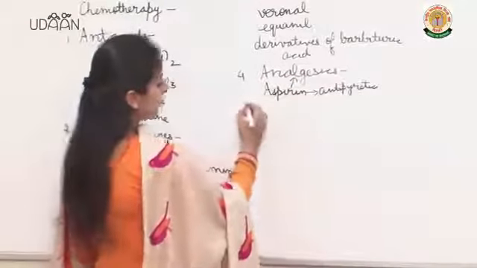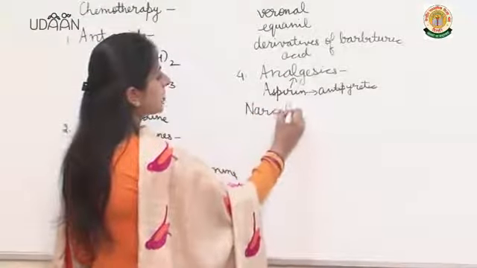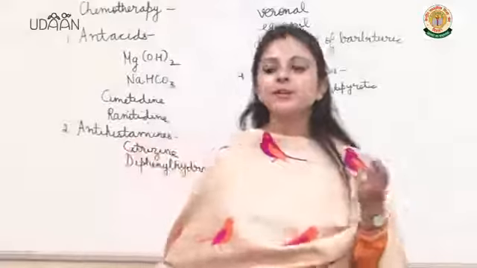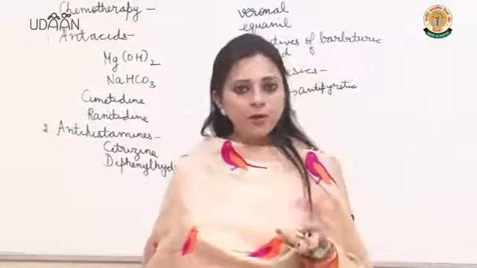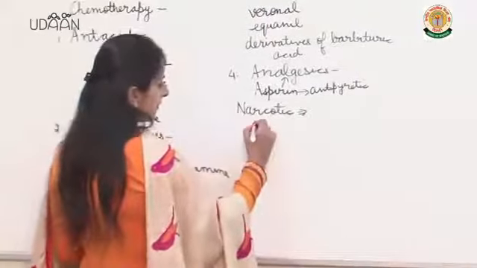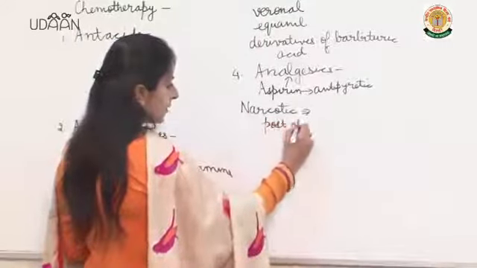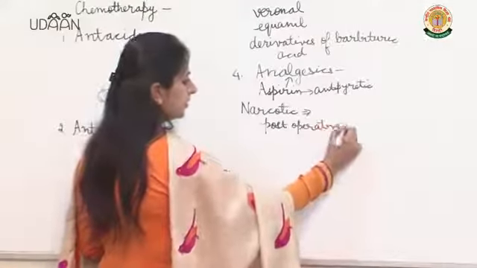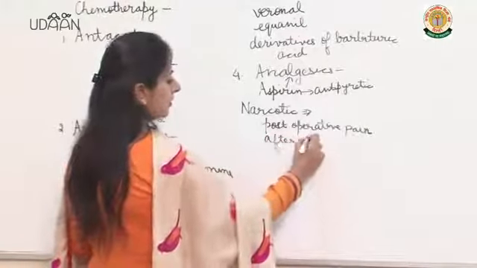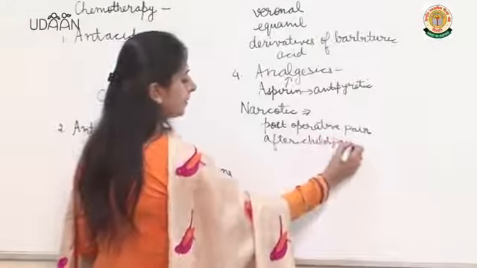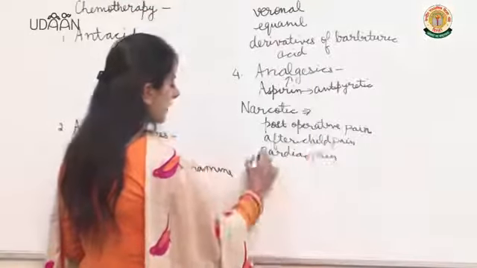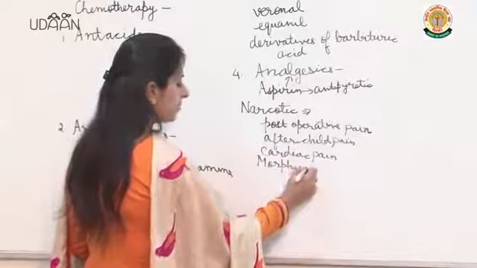Now analgesics can be classified as narcotic analgesics and non-narcotic analgesics. Now what are narcotic analgesics? They are the drugs which are habit forming and they cause addiction. When do we use them? We use them to cure post-operative pain, or after child birth, or for cardiac pain. And what are the examples? Examples are morphine and codeine, or you can say heroin.